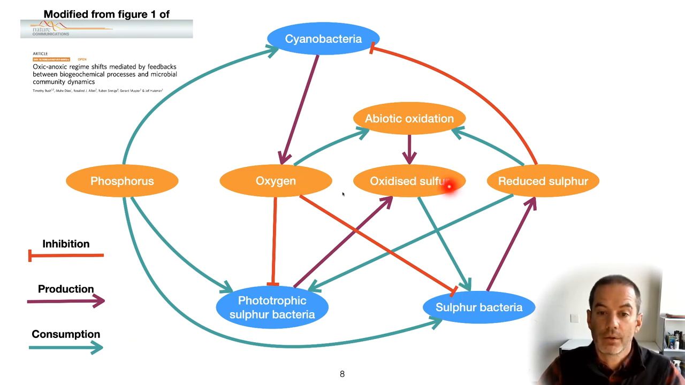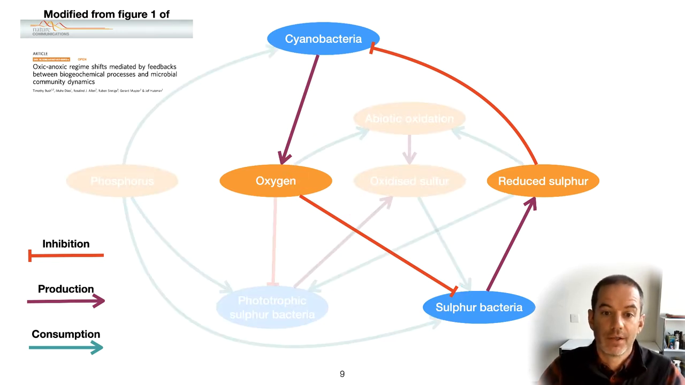Now, when we look at this whole thing, we think, well, is there positive feedback here or not? Well, actually, what's a bit easier is we just look at part of it. And let's focus on now the bits that remain bold. And what we see is that cyanobacteria produce oxygen. No surprises there. And actually, oxygen inhibits the growth of sulfur bacteria. That's this red. Sulfur bacteria produce hydrogen sulfide, reduced sulfur, and that inhibits cyanobacterial growth.